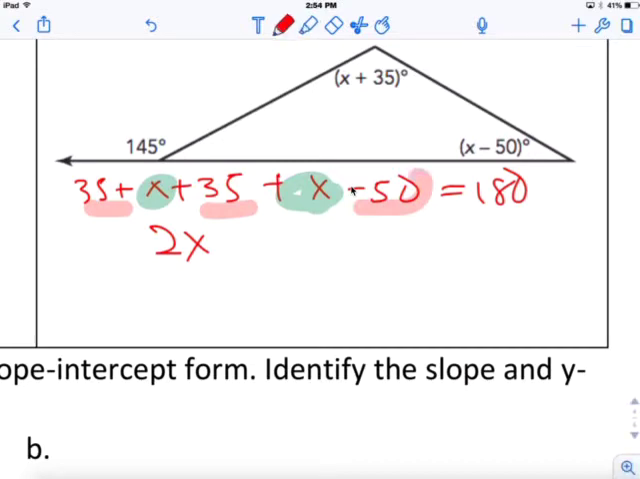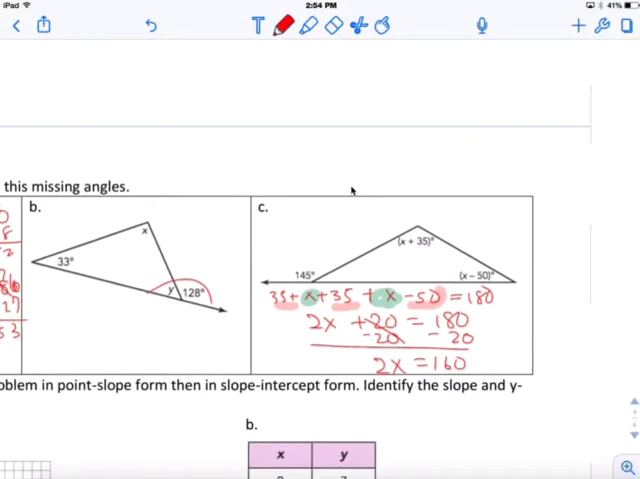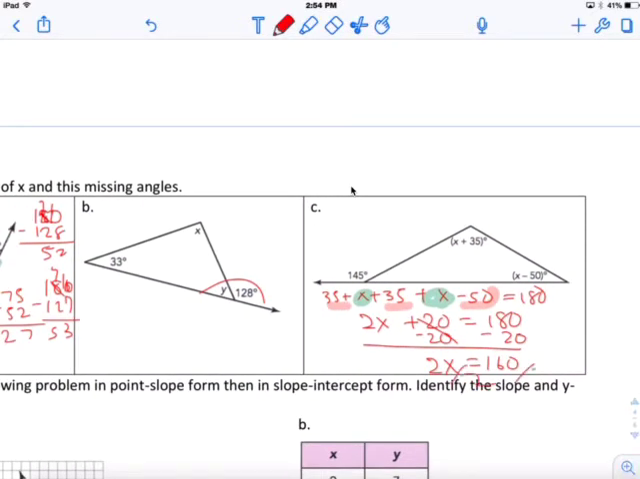And then you get plus 20, 180 minus 20, 2x equals 160, x is 80 then. Divide by 2 last. x equals 80 degrees.